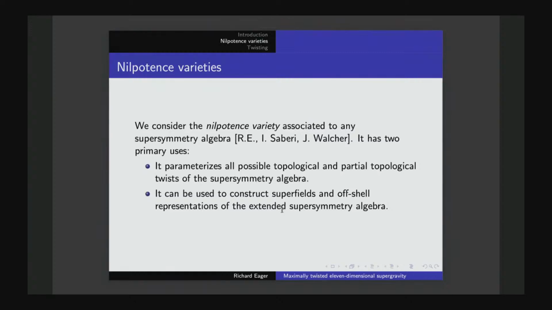Okay, so our first topic is going to be nilpotence varieties, and we can associate them to any supersymmetry algebra. And they have two primary uses that combine both of the themes of this conference. The nilpotence varieties parameterize all possible topological and partial topological twists of the supersymmetry algebra. And they can also be used to construct superfields and off-shell representations of the extended supersymmetry algebra.